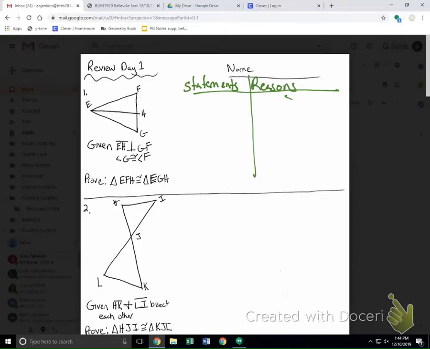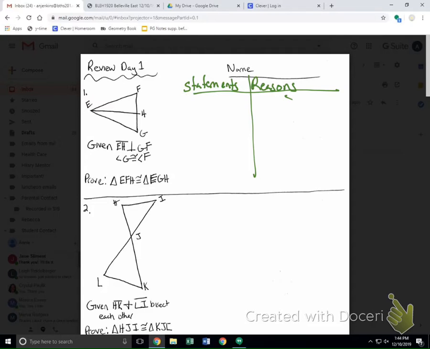This is our review number 1. Our first part is creating our statement and reasons columns. And then what do we do next? What's our next step? Given. The next step is givens. First step, draw statements and reasons. The second step is list your givens.